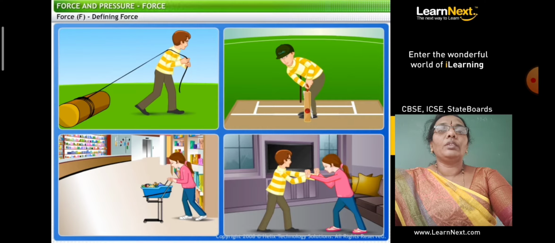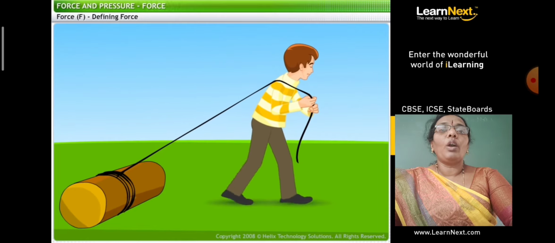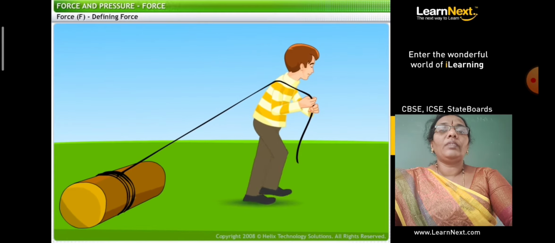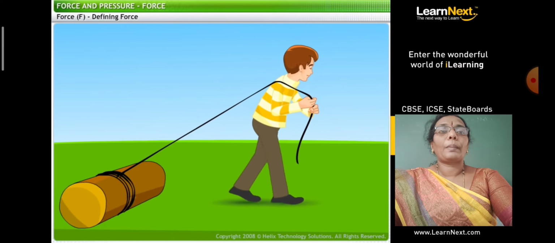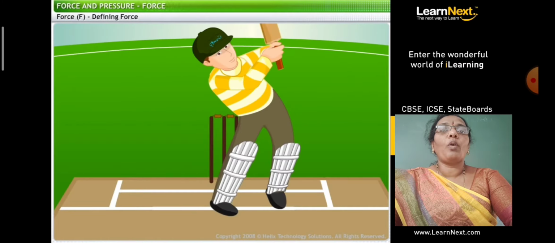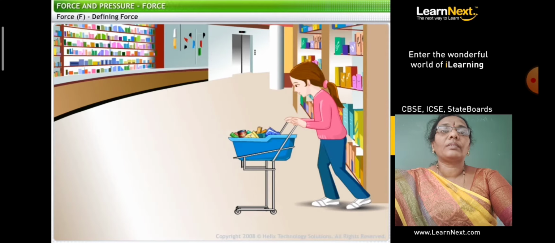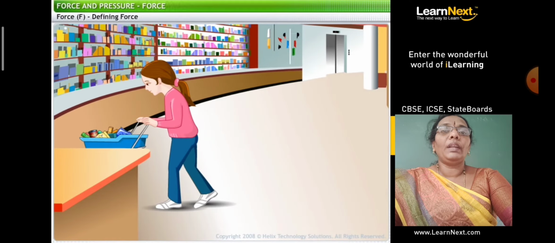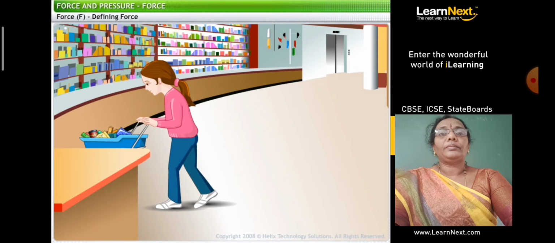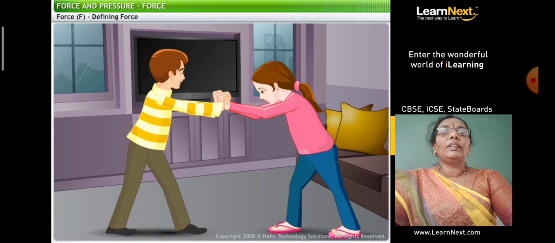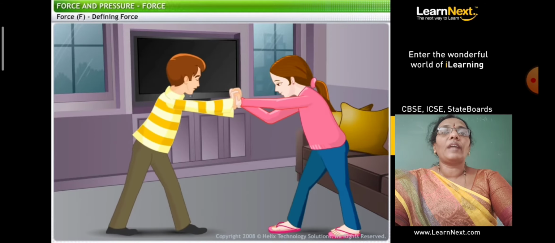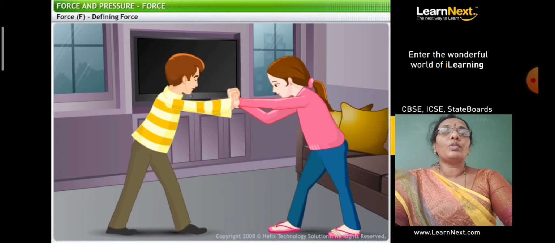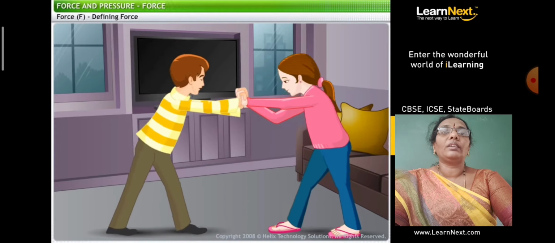In the first situation, you can see the boy is pulling a wooden log and he feels it is very heavy. In the second situation, the boy is hitting a ball with the cricket bat. In this situation, the girl is pushing the shop cart to the billing counter. And in the last situation, you can see a boy and a girl pushing each other in opposite directions. They are applying equal force on each other and hence they are not moving.